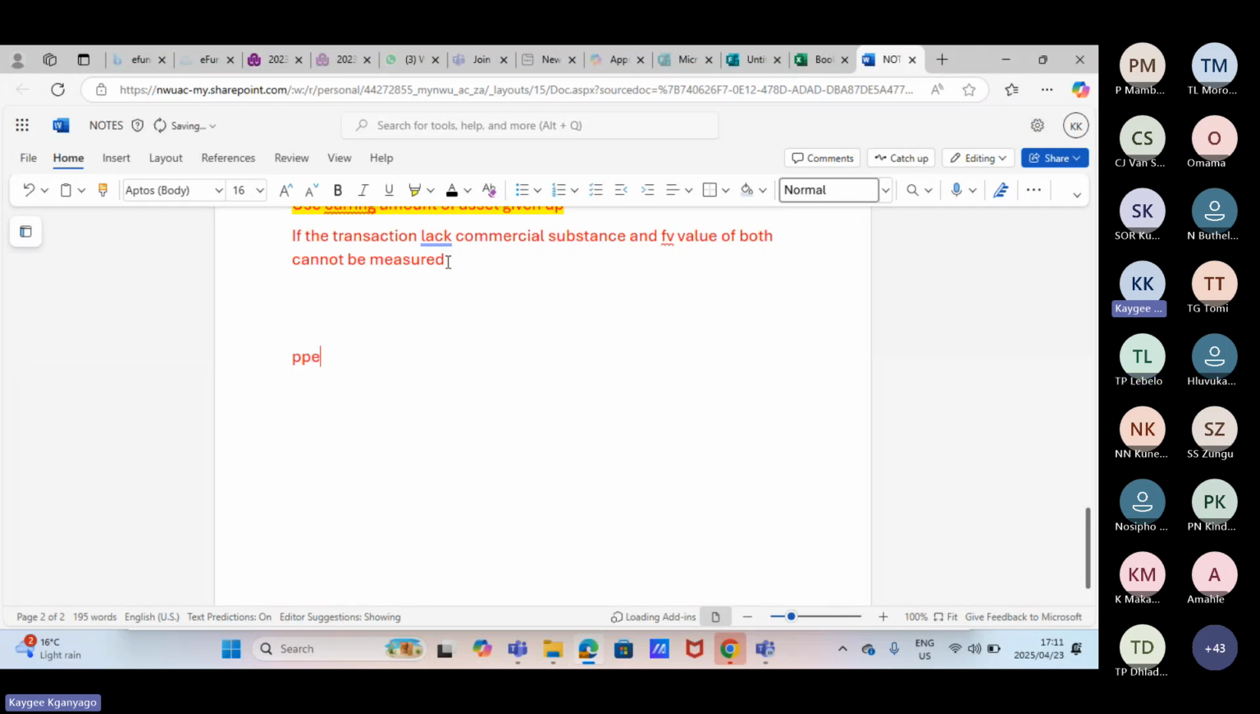I have my PPE note here. Remember, it's cost at the beginning, and then it's accumulated depreciation and impairment loss. Now I go to my movements. Also, before I go there, I must have the carrying amount, the carrying value. Right now I can write the dates, and then now I'll have my movements.